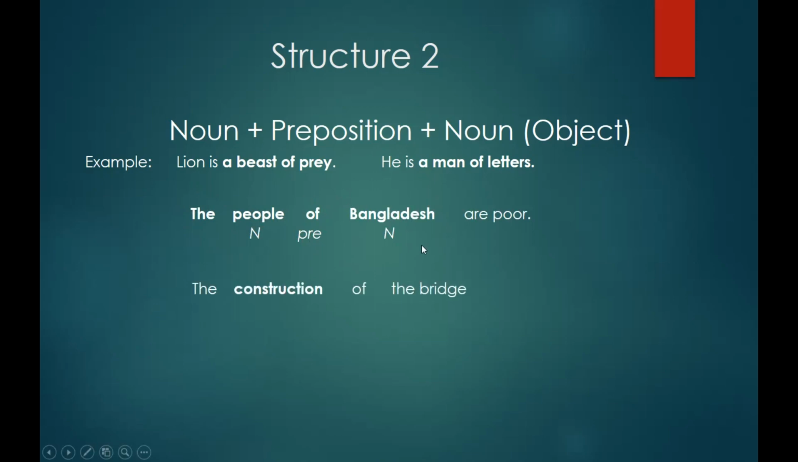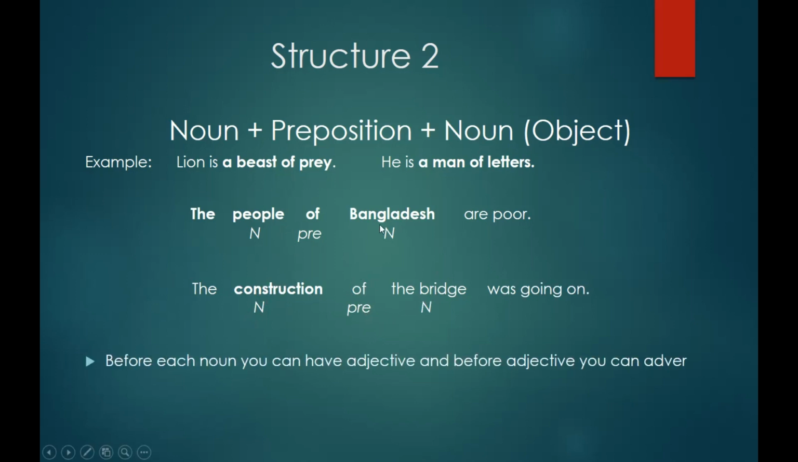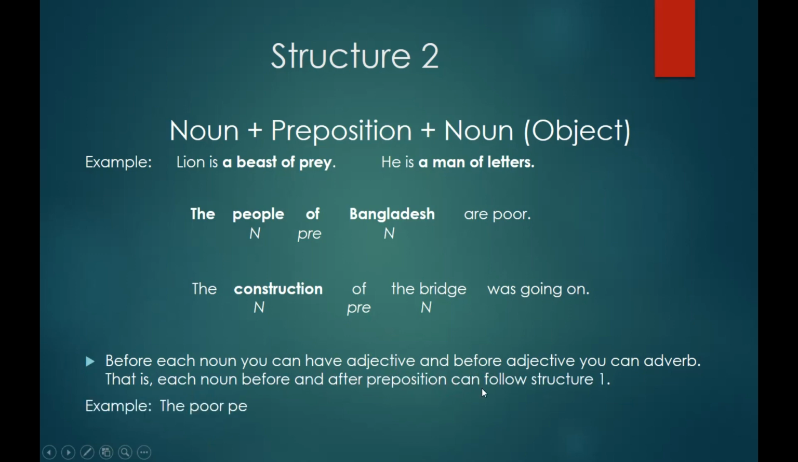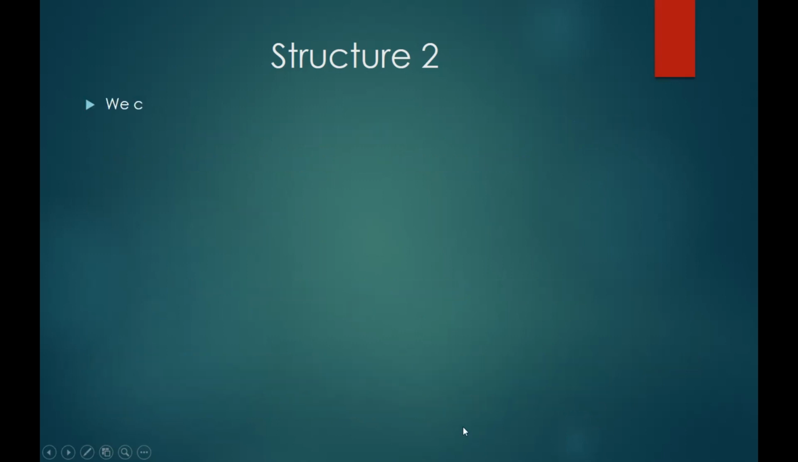The construction of the bridge was going on. So construction and the bridge, they are 2 noun or noun phrases, and they are added together using a preposition of. Before each noun, be it construction and the bridge or people or Bangladesh, you can have adjectives following structure 1, and also before the adjectives you can have adverb. That is, each noun before and after preposition can follow structure 1. For example, the poor people of the independent Bangladesh are honest.